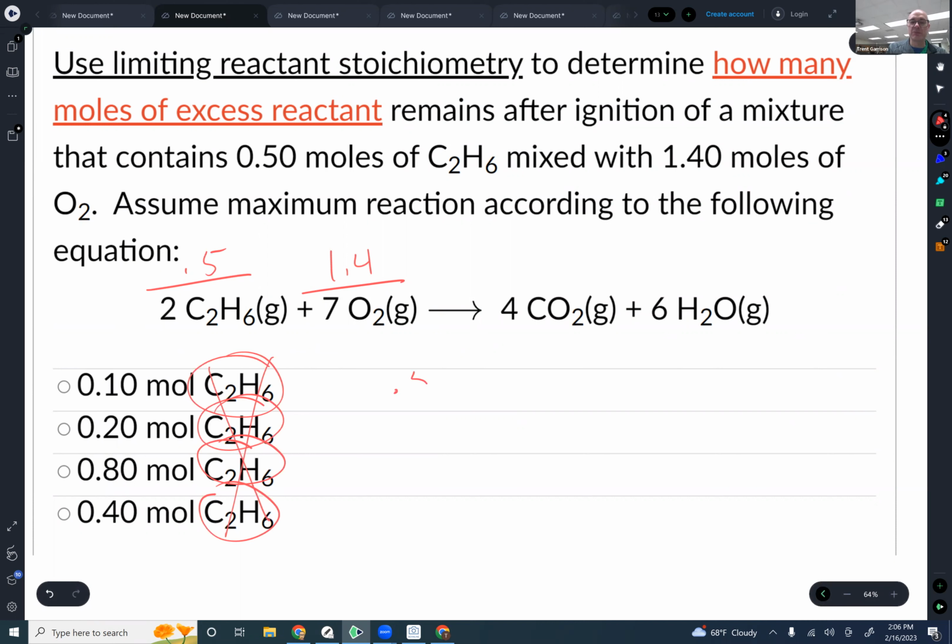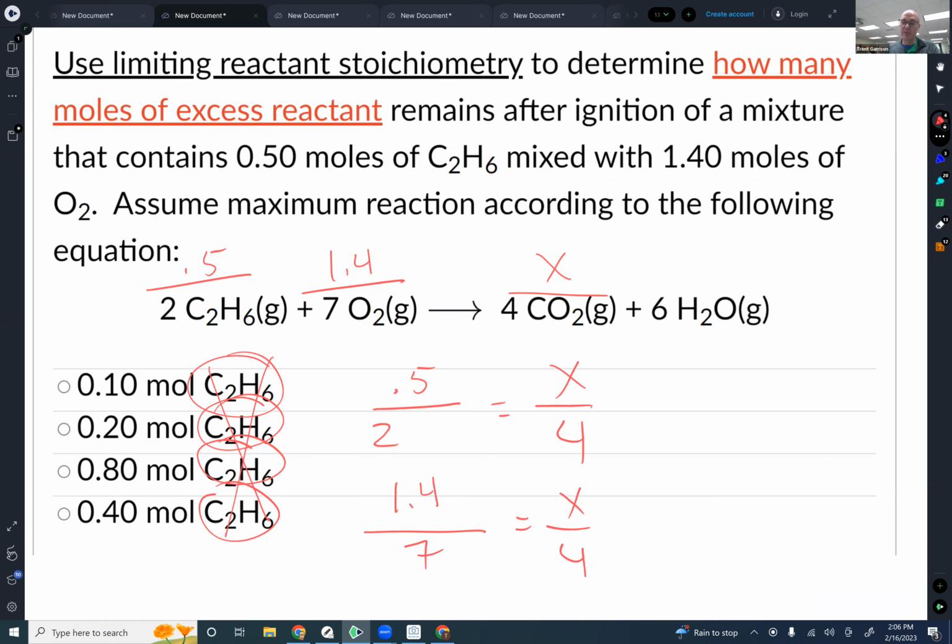So I've got 0.5 over 2 equals, and we'll just do the carbon dioxide because it's easier. I don't know why it's easier. It just seems that way. And then I would have a second one of 1.4 over 7 equals X over 4. So they're both going to be the same. So if I cross multiply here, 0.5 times 4 divided by 2, I get 1. No. 0.5 times 4, that's 2. That's equal to 1. All right, and then 1.4 times 4 divided by 7 is 0.8.